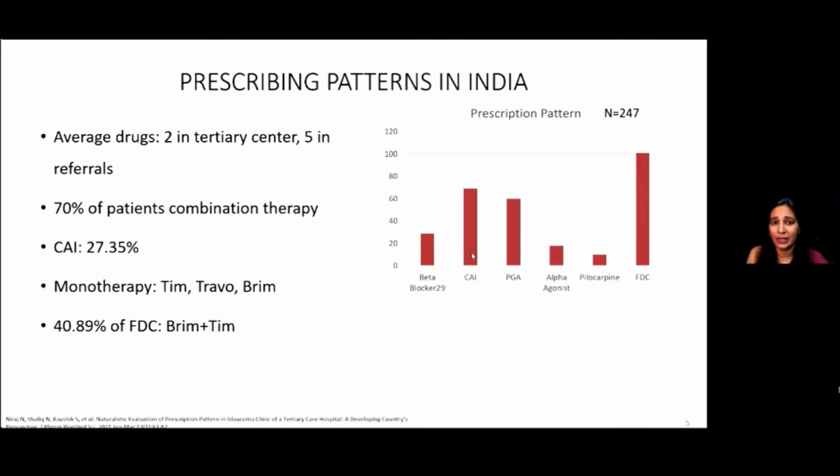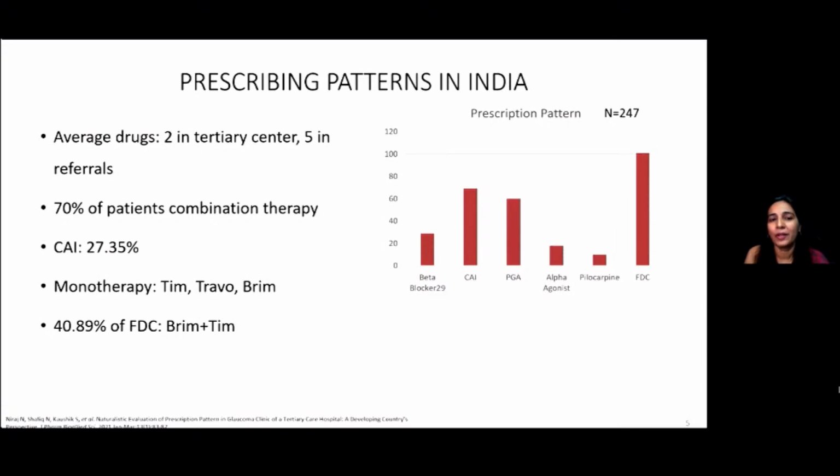As for prescribing patterns in India, as of last year, the study from PGI Chandigarh showed that the most common monotherapy in India was timolol. This was followed by travoprost and brimonidine. Most patients who were from the center itself were on an average of 2 drugs, while those who had been referred for a second opinion to PGI Chandigarh were on 5 drugs. 70% of patients in this particular study were on combination therapy. Carbonic anhydrase inhibitors, about 30% of patients, and only 20% of patients that this group studied were actually on prostaglandin analogs.